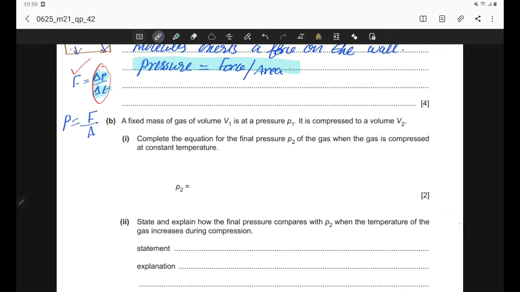Part B. A fixed mass of gas of volume V1 is at pressure P1. It is compressed to a volume V2. Complete the equation for the final pressure P2 of the gas when the gas is compressed at constant temperature. So here we can use Boyle's law, that is the product of pressure and volume at the initial state will be equal to the product of the pressure and volume at the second state. So from this we need to find out what is P2. So first we can write according to Boyle's law, P1 V1 is equal to P2 V2.